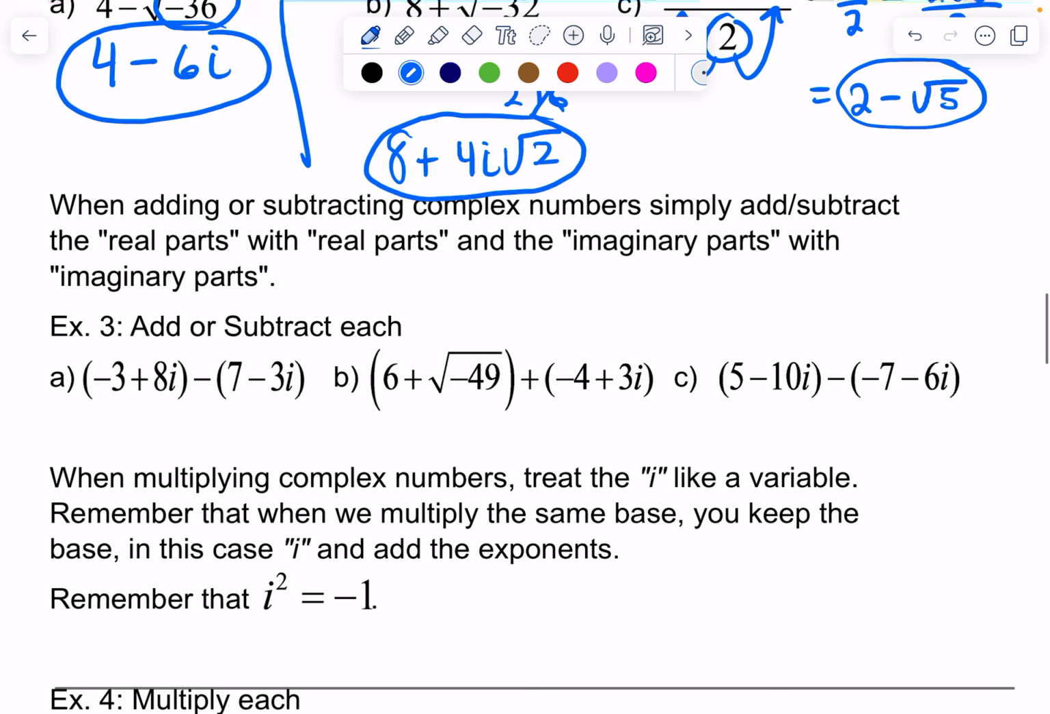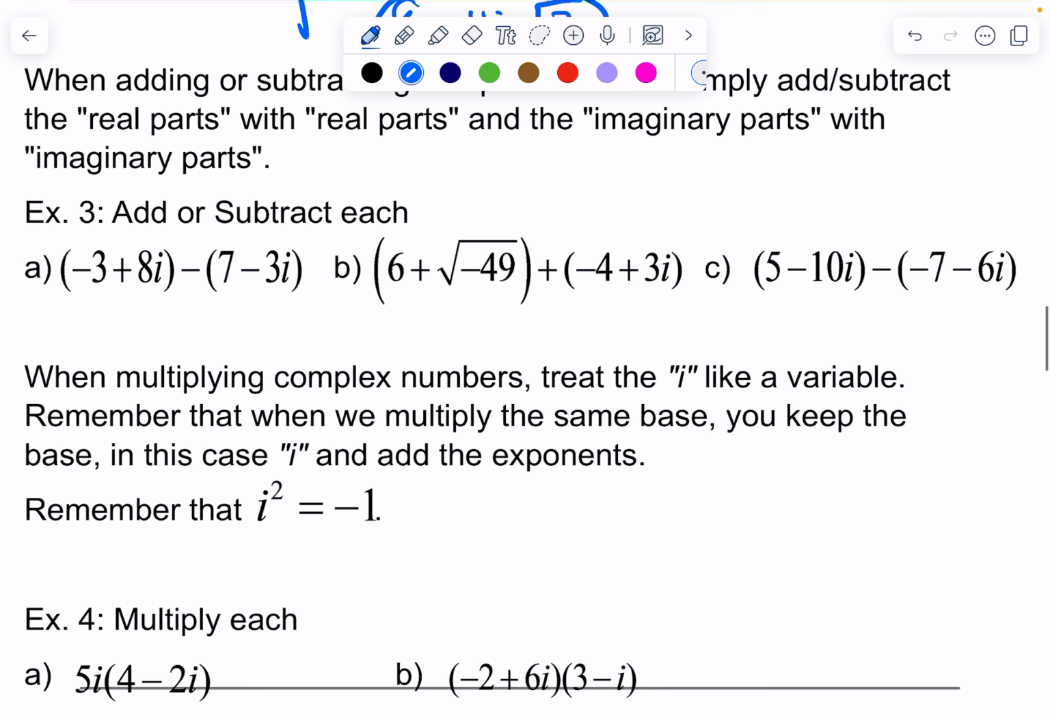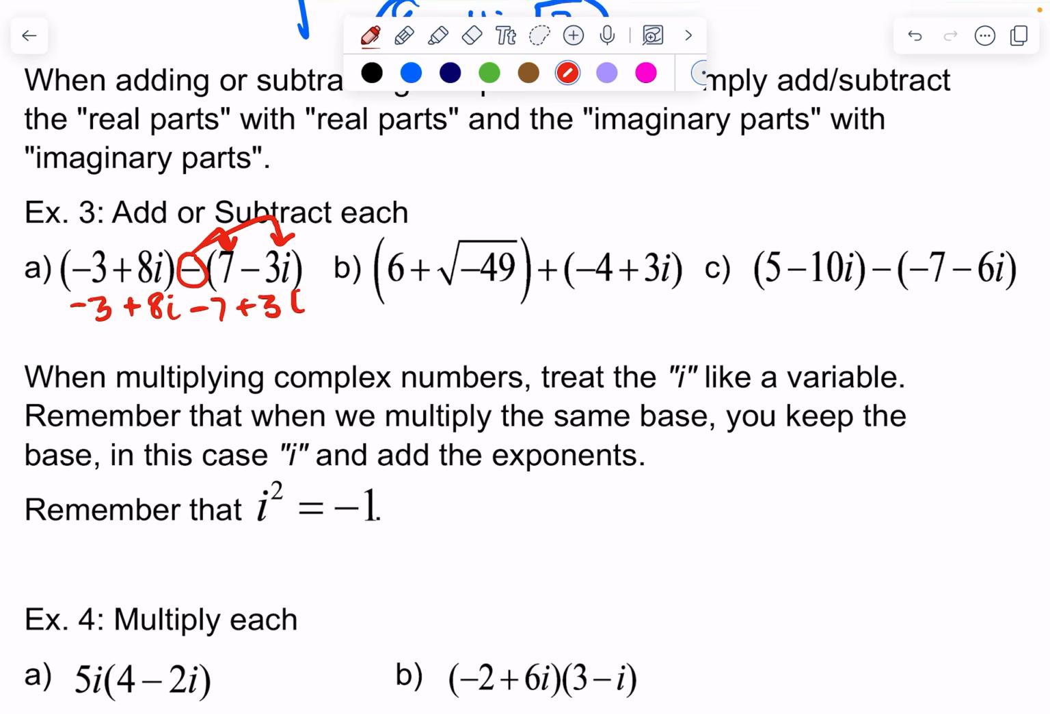When adding or subtracting complex numbers, simply add or subtract the real parts with the real parts and the imaginary parts with the imaginary parts. It's literally that simple. But please remember, whenever you're adding or subtracting, be cognizant of whether you're subtracting or adding, because if you're subtracting, you must distribute that negative. So you would rewrite this as negative 3 plus 8i minus 7 plus 3i. Combine like terms, this is going to be negative 10 plus 11i. And there you have it.